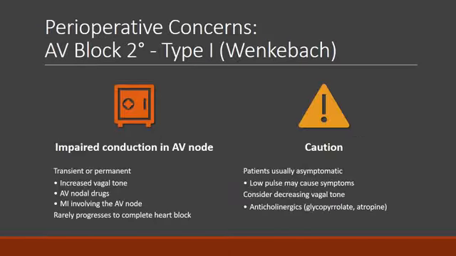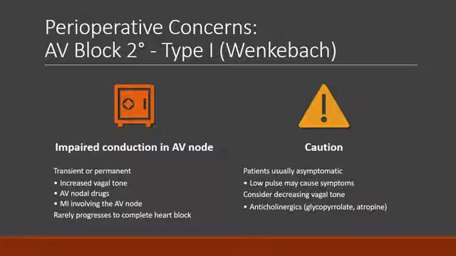So some of our perioperative concerns regarding type 1 Wenckebach block. Once again, this is suggestive of some sort of impaired conduction in the AV node. It can be transient or permanent, just like first degree is. And just like first degree, very rarely does this progress to complete heart block. Often this has more to do with an increase in the vagal tone. And so we do a lot of the same kind of management techniques. Typically, we'll just note this, especially if the patient's asymptomatic.